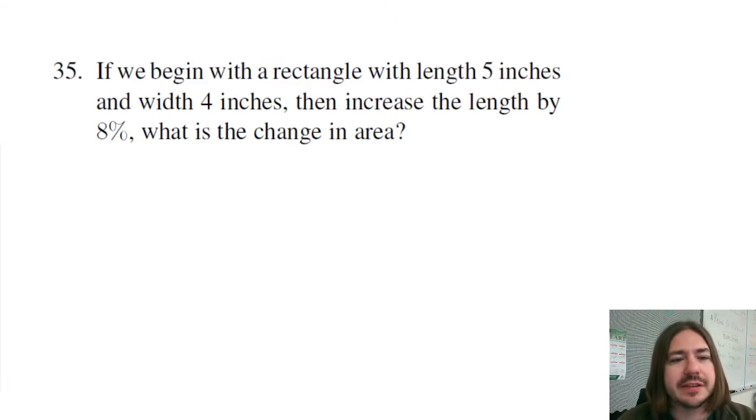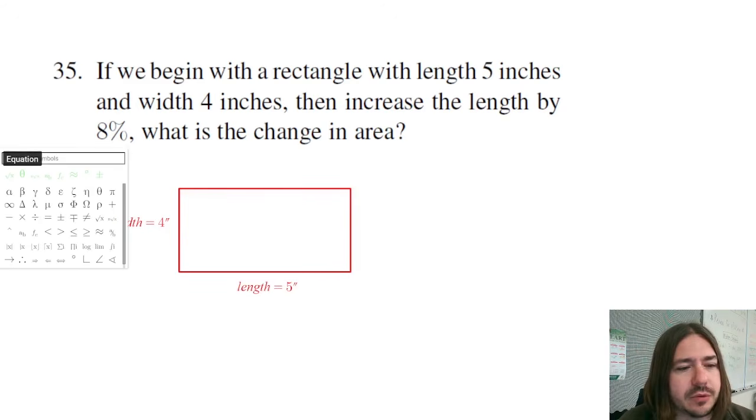Number 35 says if we begin with a rectangle with length 5 inches and width 4 inches, then increase the length by 8%, what is the change in area? So let's draw a diagram of that first rectangle. Now to find area of a rectangle, we just do the length times the width. So in this case, we have 4 times 5, which would be 20 square inches.